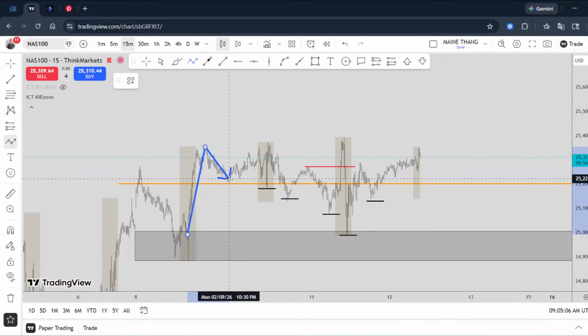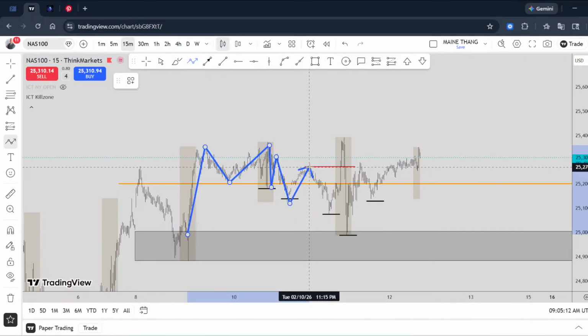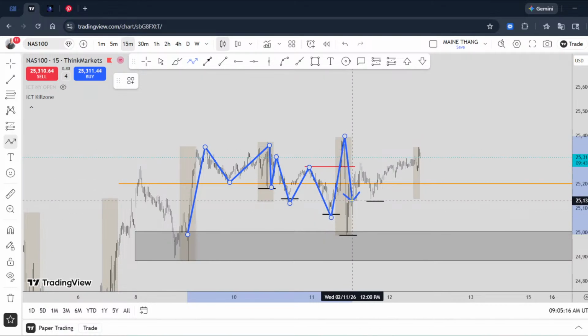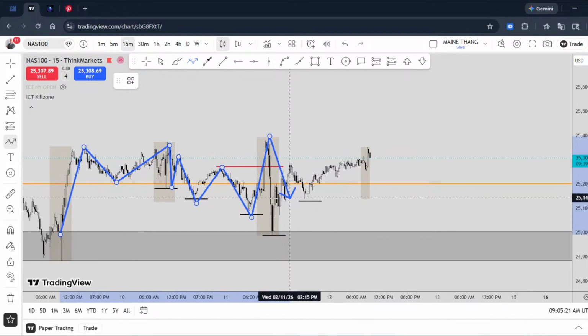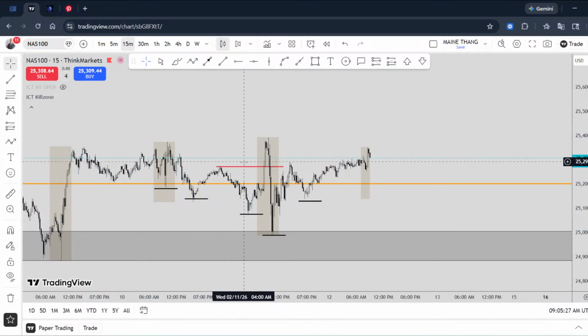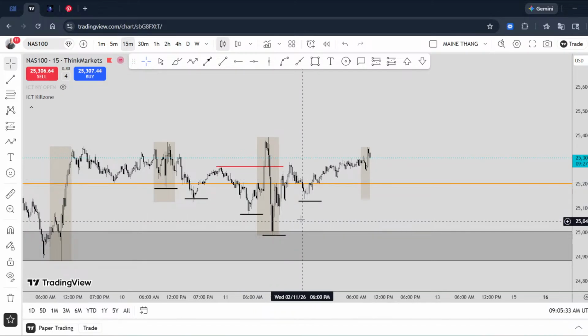You zoom out, you can see that's a low, that's a high, that's a low, that's a high, that's a low, that's a high, that's a low, that's a high. And it never gave me my higher low, which I misjudged. This minor higher low was what I was focusing on, and I shouldn't have been. So we got our break, we entered on the retracement, and we got stopped out.